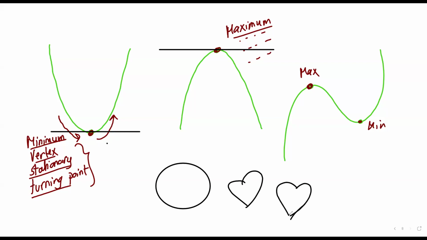Anyways, here, if I draw a tangent at the turning point, it's a horizontal line.